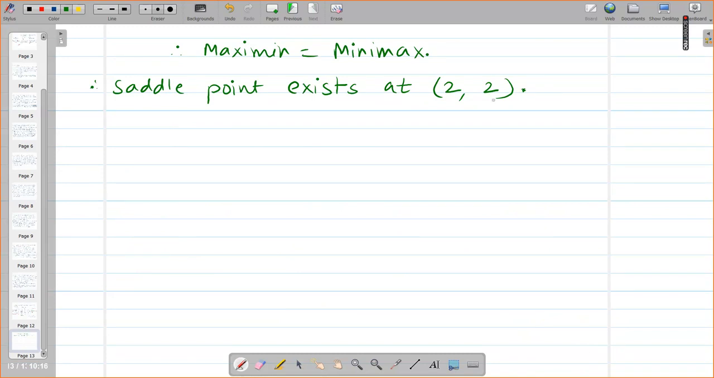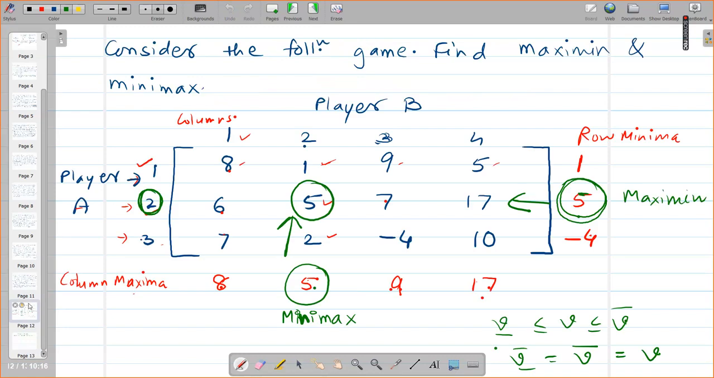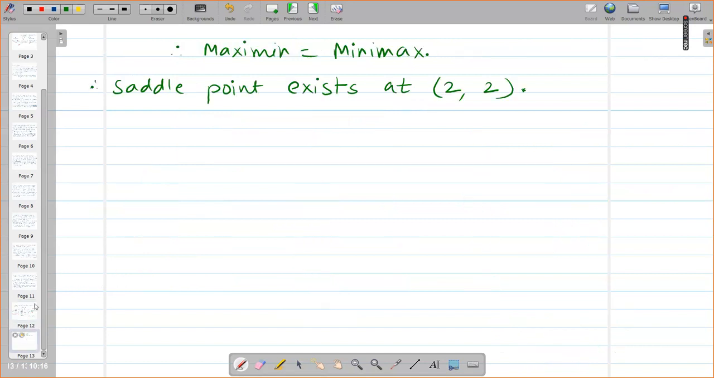And whatever number lies at the 2, 2 position, or maximin value, minimax value, both are the same. So that is going to be the value of the game. Therefore, saddle point exists at 2, 2 and value of the game is equal to 5. So you have to write your answer like this.